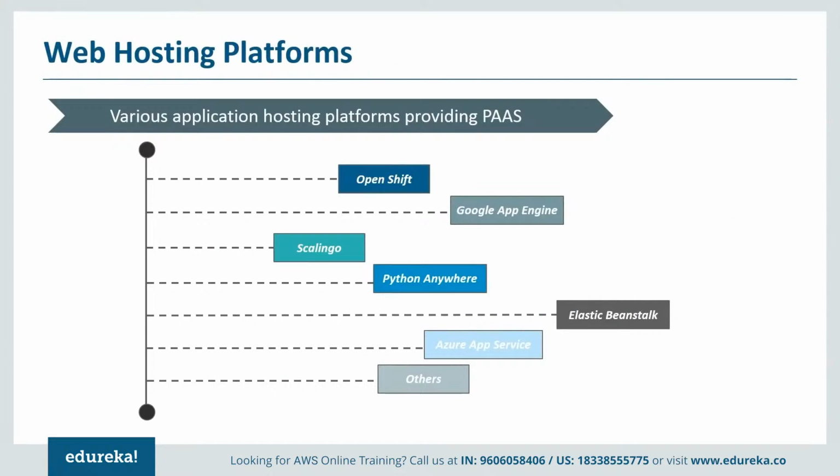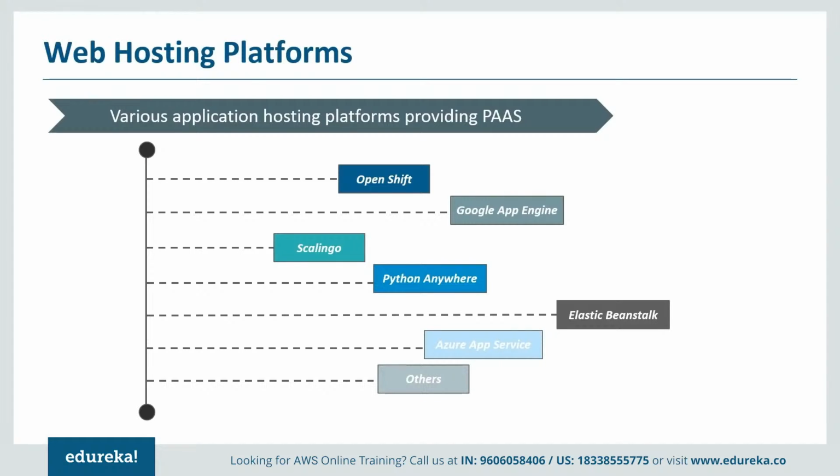In the market, there are quite a lot of application hosting platforms which provide Platform as a Service. Let's have a look at a few of them. First, we have something called OpenShift. It is a web hosting platform offered by Red Hat. Then you have Google App Engine, which we all know. It is a scalable platform as a service where you can deploy your application in just 2 minutes. Apparently, it will provide you a production-ready environment where all you have to do is deploy your application code.